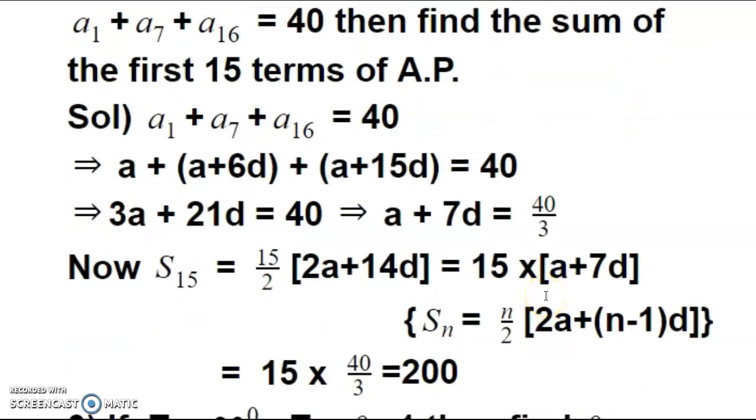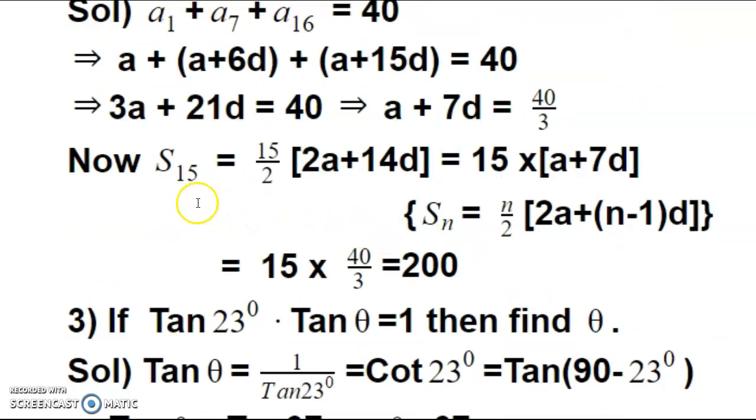Now, in this question, we are asked to find the sum of the first 15 terms. For the sum of the first n terms, the formula is n by 2 into 2a plus n minus 1 into d. According to this formula, substituting 15 in place of n, it is 15 by 2 into 2a plus 14d. By simplification, we will get 15 into a plus 7d. We already know a plus 7d is 40 by 3. So 15 into 40 by 3. Now its answer is 200.